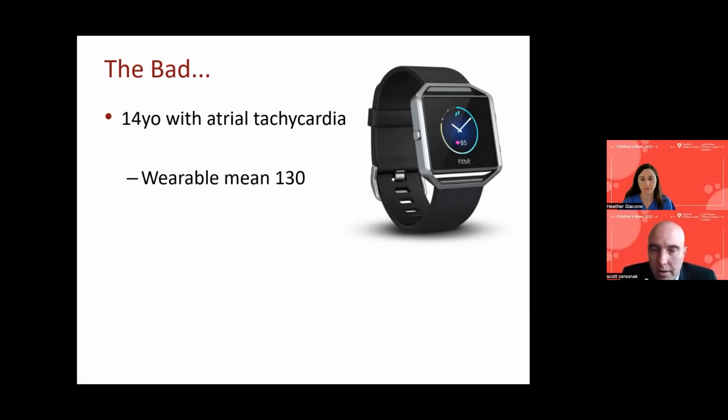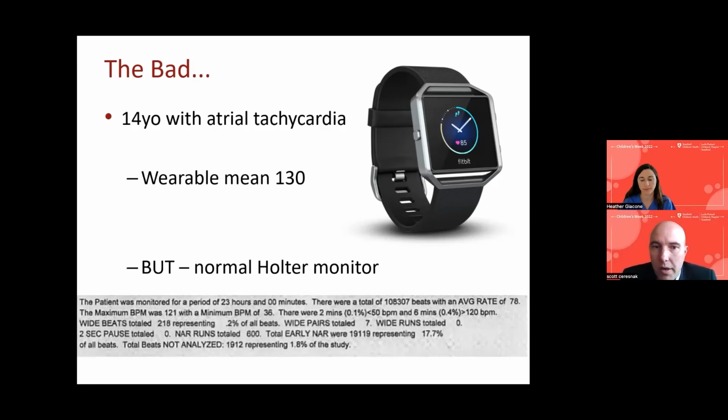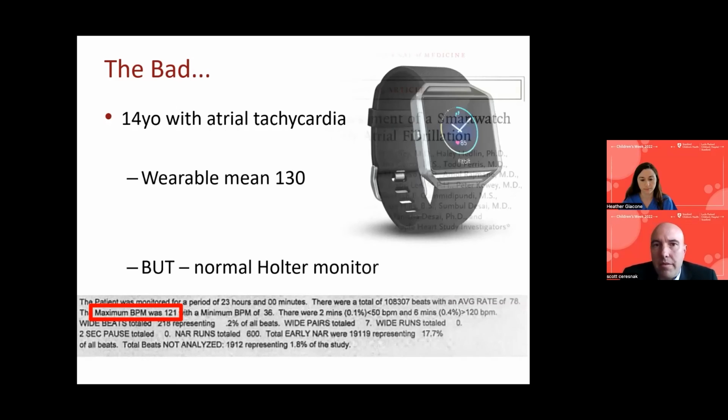And wearing a monitor, the wearable said the mean heart rate was 130 beats a minute. However, doing a Holter monitor, as you can see here, our report showed the maximum heart rate on the Holter monitor for that 24-hour period was 121 beats per minute. And the watch was telling them that there was 130 to 150 beats per minute consistently. So we have also seen a significant number of false positives here. And so, really teasing some of these arrhythmias out can be a bit of a challenge.